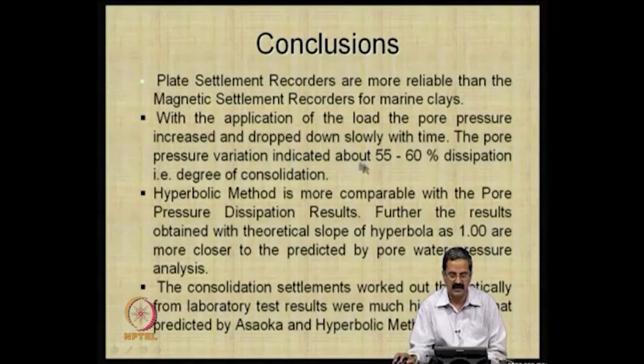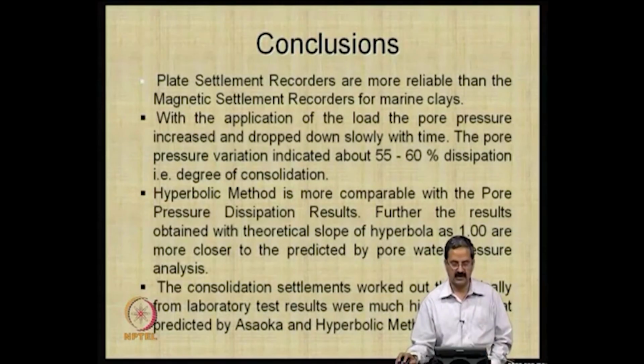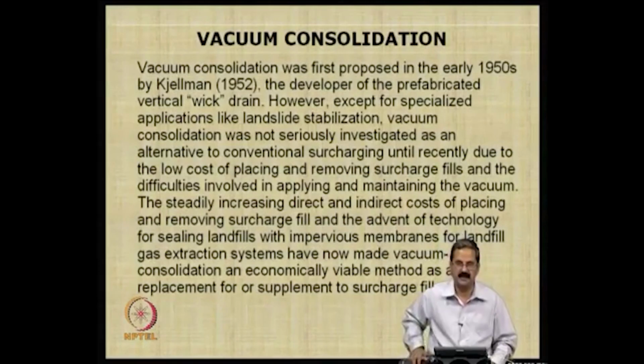The pore pressure variation indicated about 50 to 60% dissipation, the degree of consolidation. They are more comfortable with the hyperbolic method, since it is much closer to the values that you obtain. You have an equation using the hyperbola to predict settlements and pore pressures, which seem reasonably okay compared to the Asaoka method. But as I just mentioned, these are specific, case-to-case matters.